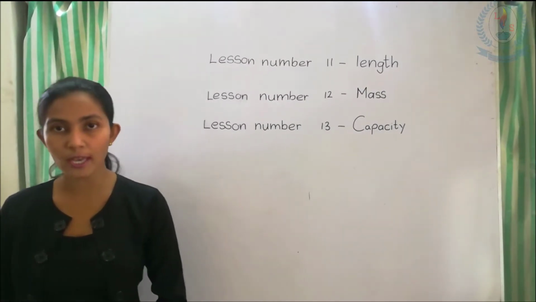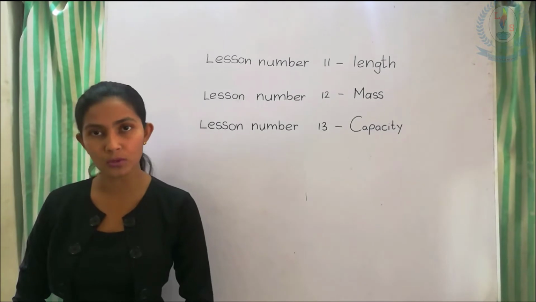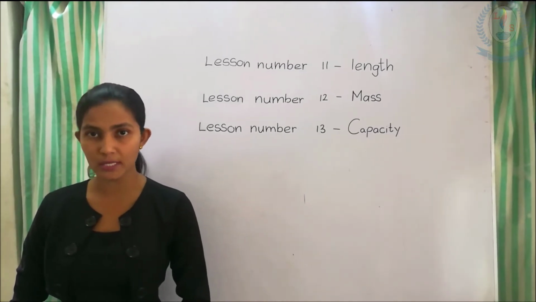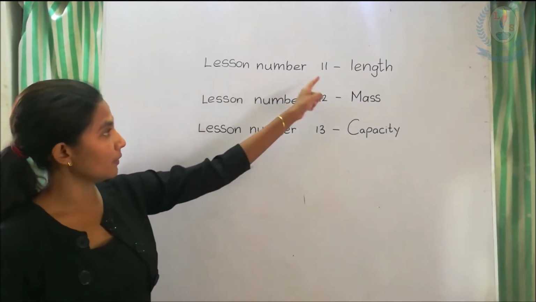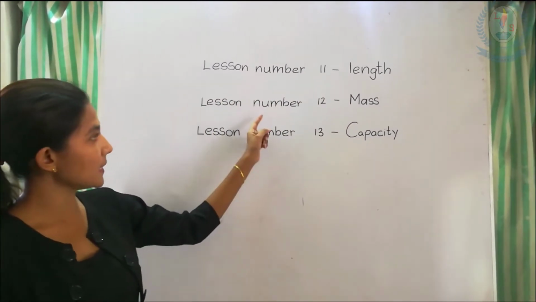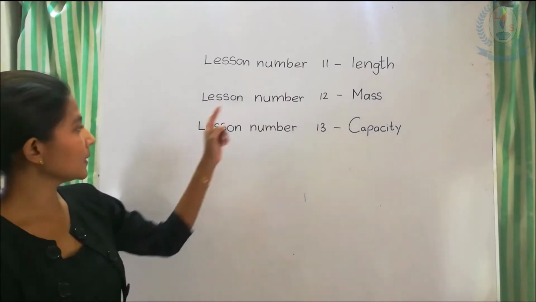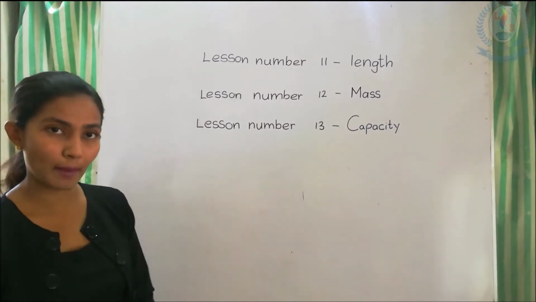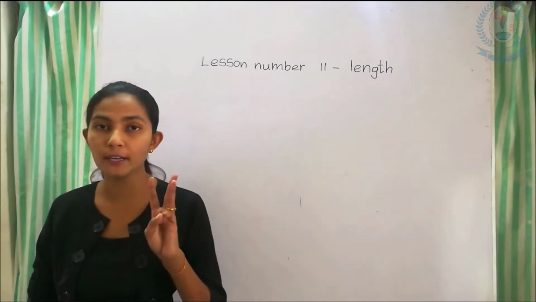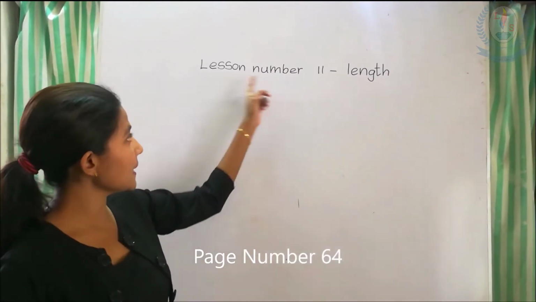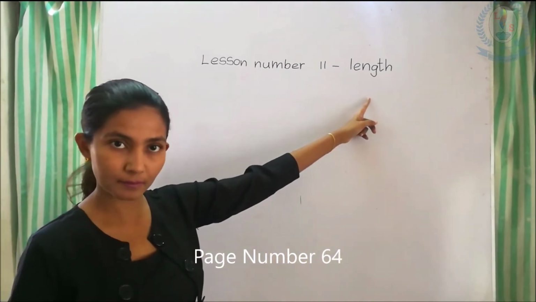Today I am going to teach Primary 3 Mathematics 3rd midterm lesson. According to the SOW content for 2019-2020, we have 3 lessons to cover. Lesson number 11, length. Lesson number 12, mass. Lesson number 13, capacity. When we come to the first lesson of third midterm, it is lesson number 11, length.